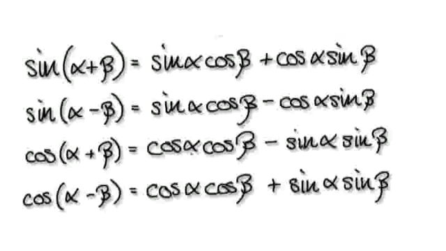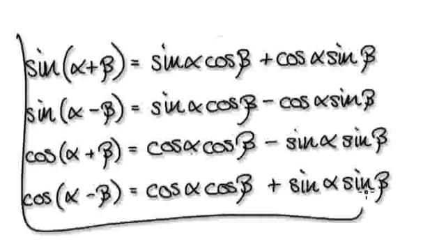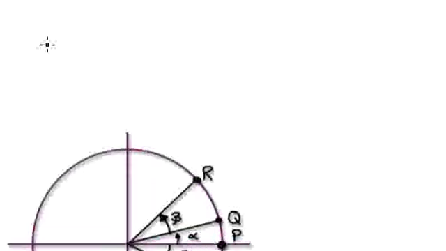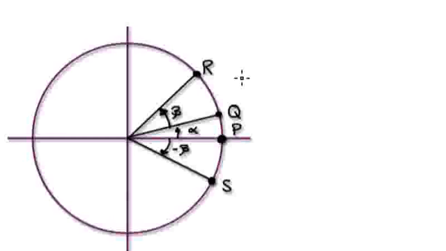Following on from the previous two videos, our aim was to derive these identities here, and the way we did that was to construct a circle of radius 1, and then we noticed that, well, not so much noticed, we know that this length here is exactly the same length as this length here.